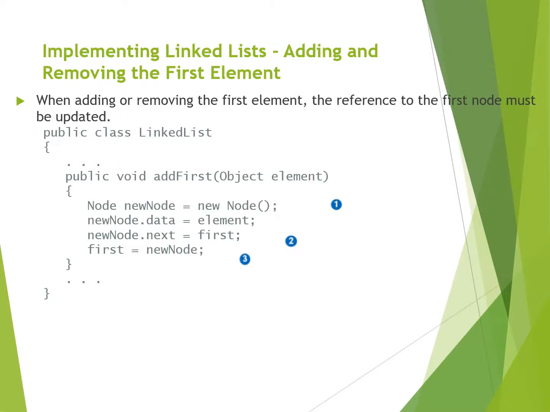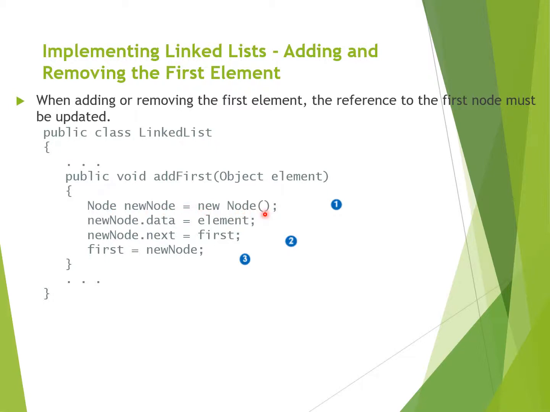So let's talk about how to add and remove the first element of a linked list. Obviously, when you're adding or removing the first element, the reference to the first node must be updated. So let's first talk about the addFirst method, which returns nothing, so it returns void, and it's a public method, and it gets an object element. The element in the explicit input parameter of this method is the object that we are going to store in the new first node of the linked list. So what we do first is to create an object of node. newNode is equal to new Node.